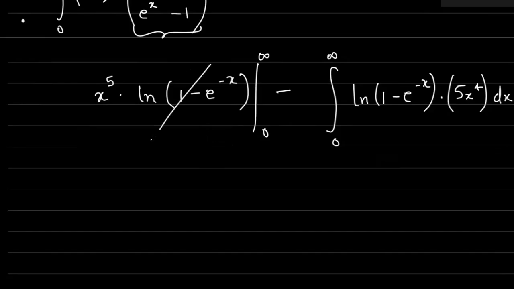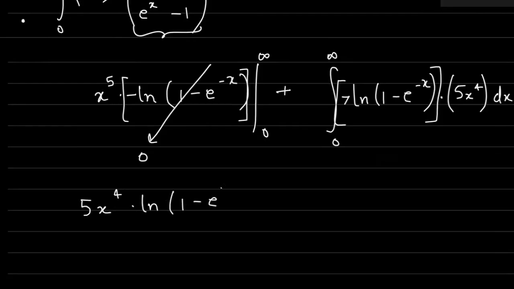We'll get that this turns out to be 0. And I am missing a minus sign here. After integrating this function, you will get this 1 by that thing. Okay. So this minus also comes in here. Now cancel this minus minus, and now it becomes 5 times x to the power 4 into ln of 1 minus e to the power minus x dx.